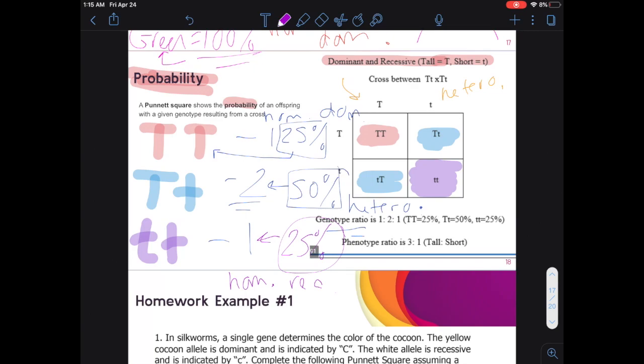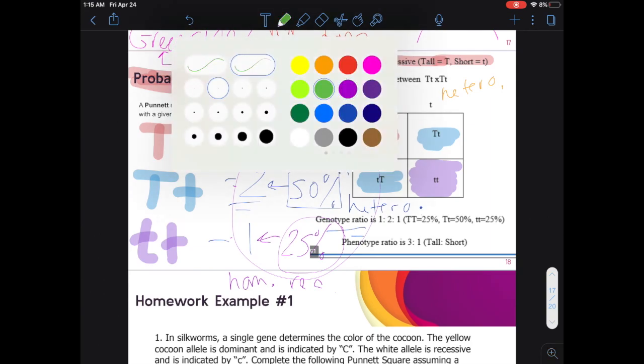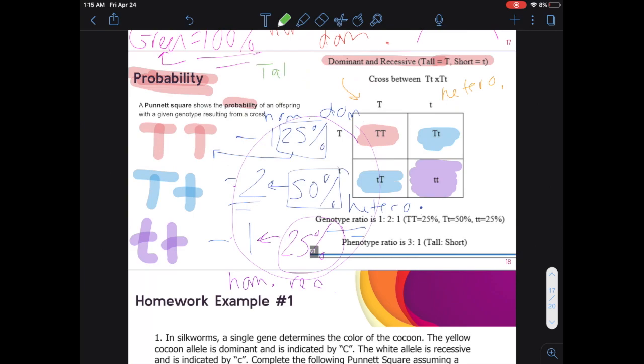So the ratio would be 1 to 2 to 1. So those are the percentages of the genotype. But what would be the percentages of the phenotype? Well, there's 2 possible phenotypes. The offspring can be tall or the offspring can be short. And what is going to tell us what the phenotype is? Well, if they have a dominant allele or not. Here, dominant, and here's a dominant. So 75% chance their offspring will demonstrate the phenotype of being tall, 25% chance that their offspring will be short.